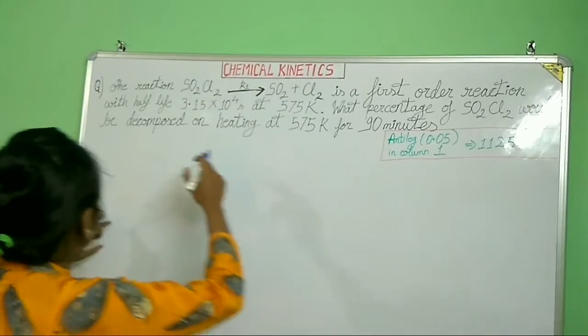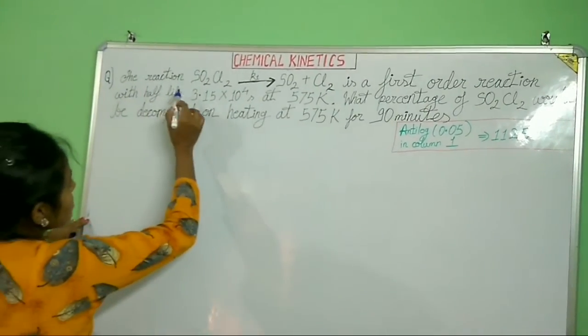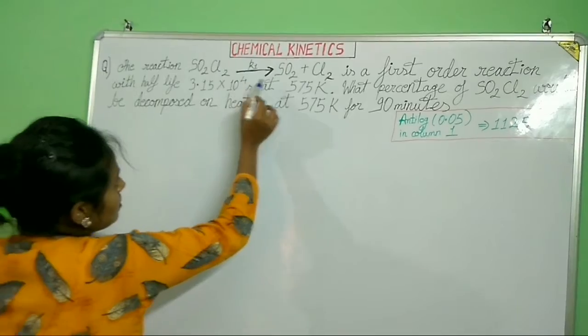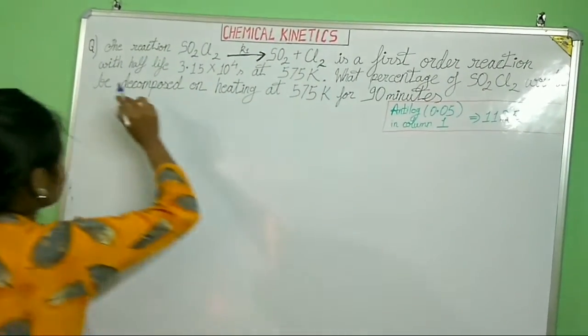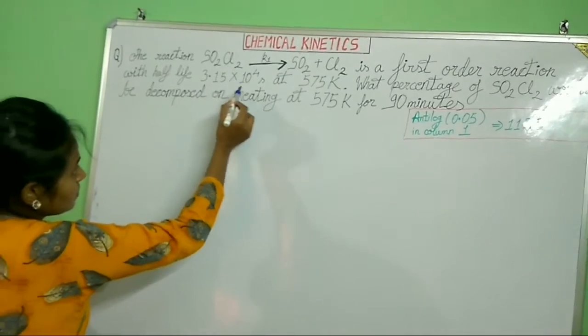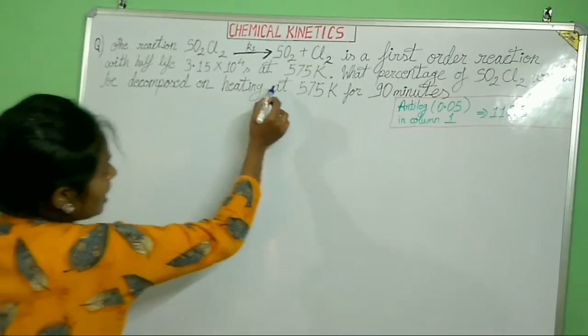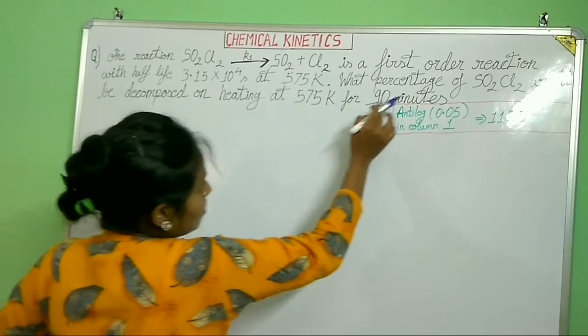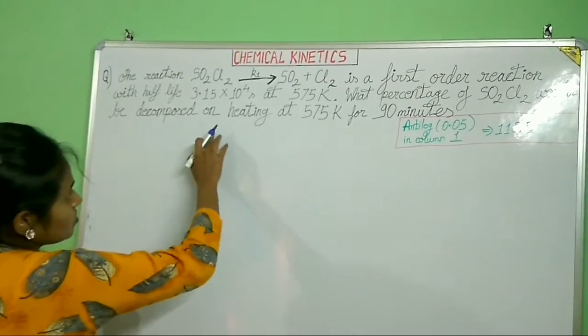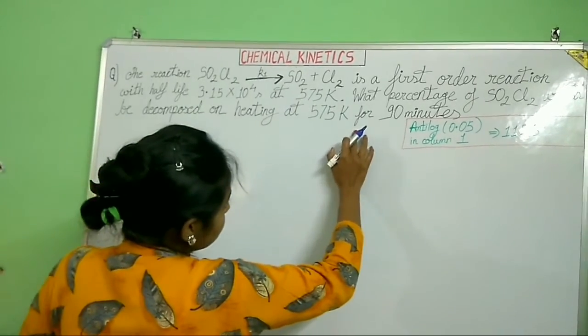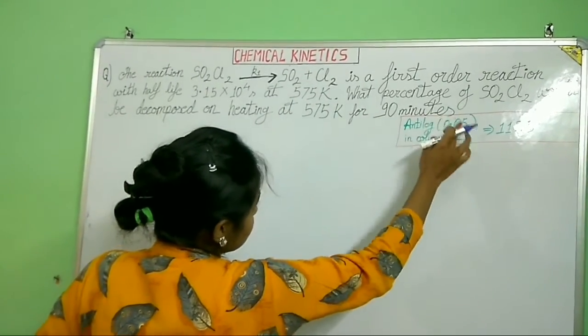Okay. The next question: the reaction SO2Cl2 gives SO2 plus Cl2 is a first order reaction with half-life 3.15 into 10 to the power 4 second at 575 Kelvin. What percentage of SO2Cl2 would be decomposed on heating at 575 Kelvin for 90 minutes?